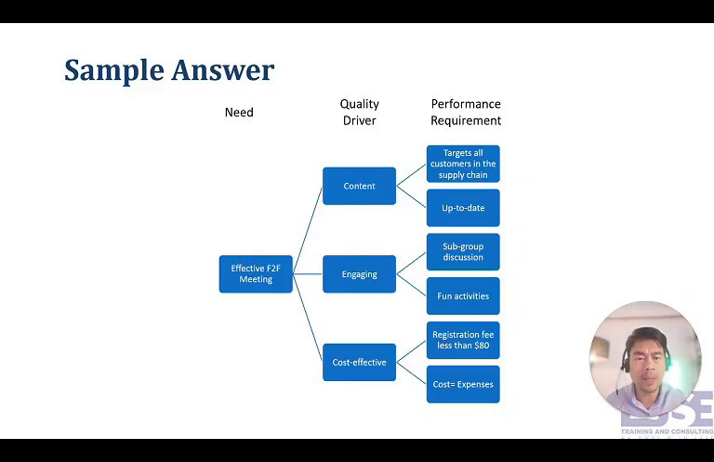With that in mind, these are the performance requirements for content. It should be able to address all members of the supply chain, because at that time we have different members across the supply chain. You want to make sure that the content is able to address all the people involved in the supply chain, and of course the information that we provide needs to be up to date. Engaging. In terms of engagement, we would want to allot time for subgroup discussion. So it's not just going to be a plenary discussion. We would want to have inputs from our stakeholders, and that's why we allotted subgroup discussion. Another requirement is to also have fun along the way. So we made sure that we added fun activities.